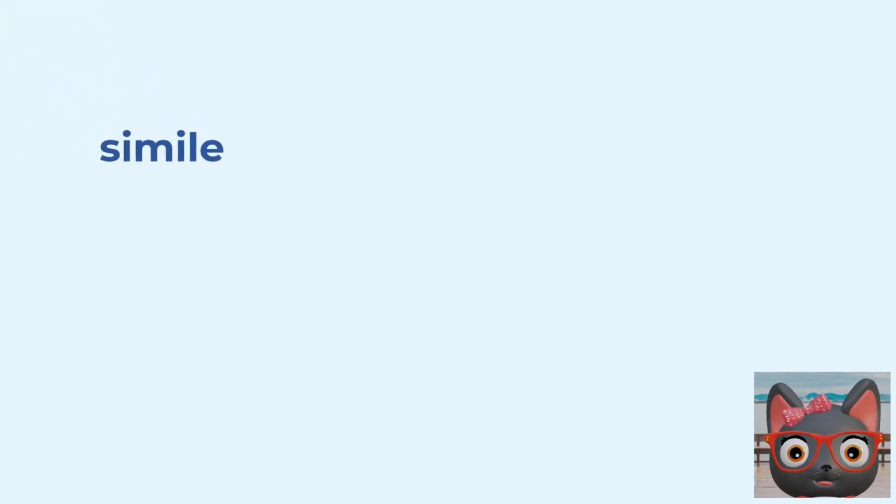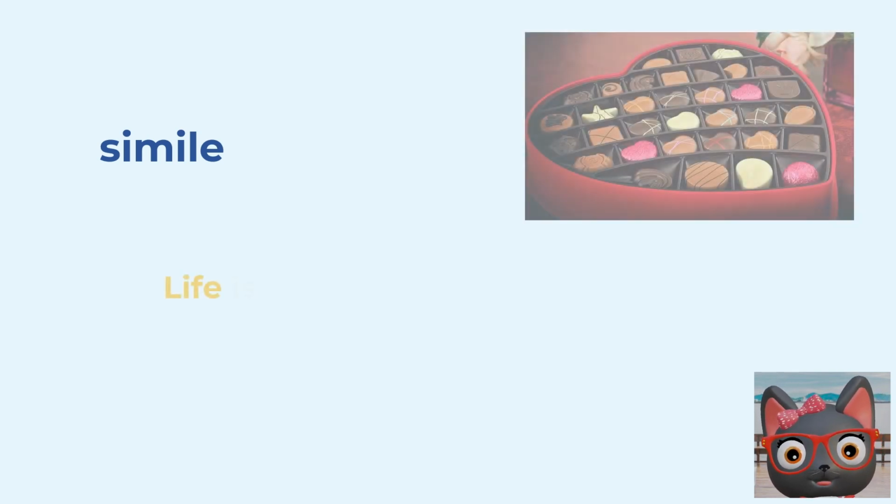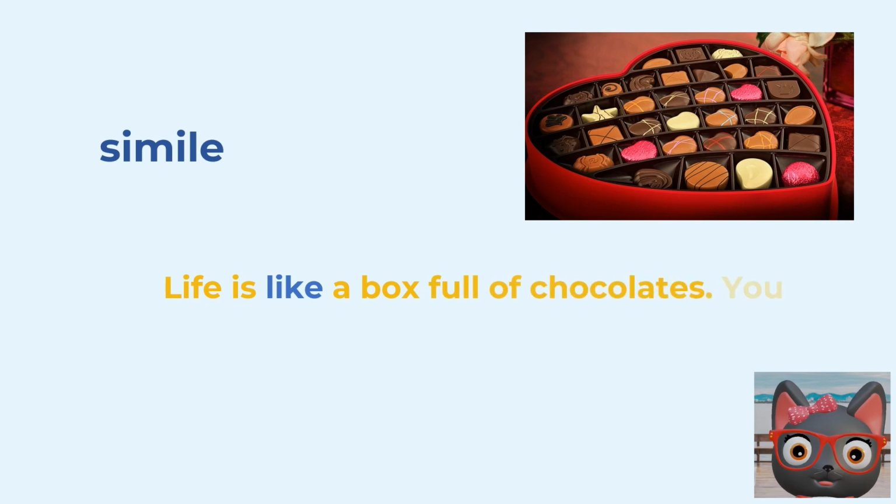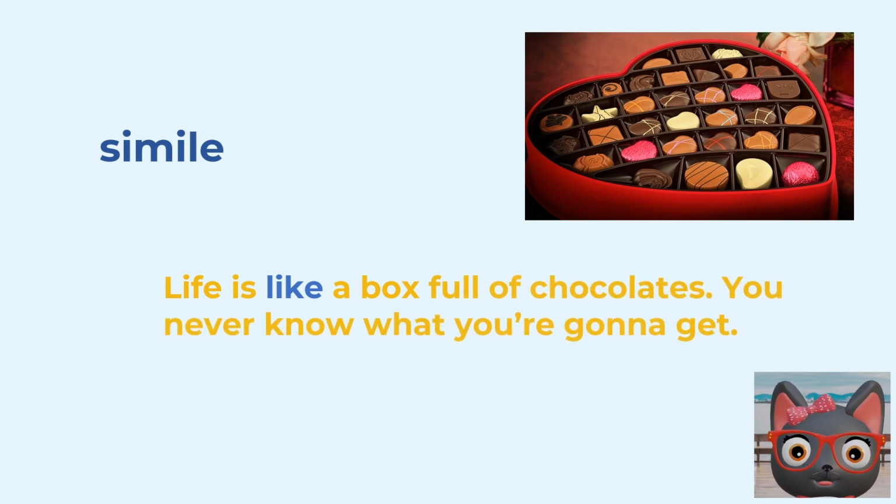Similar to metaphors are similes. Similes also compare two different things, but unlike the metaphor, they use like or as to make a comparison. An example from the movie Forrest Gump. Life is like a box full of chocolates. You never know what you're gonna get. Illustrates that life is full of surprises. If we want to make this a metaphor, then we would just say, life is a box full of chocolates. Similes are also used to paint a picture, but with comparisons not as direct as in metaphors.